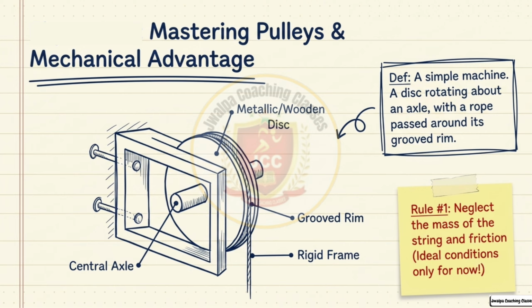The concepts explained here lay the absolute foundation for everything that follows. But hey, remember, rule number 1, we completely neglect the mass of the string and any friction. We are working strictly under ideal conditions only for now. So basically what we have learned here is the core anatomy of a pulley and the ideal conditions we're going to assume for all these problems.